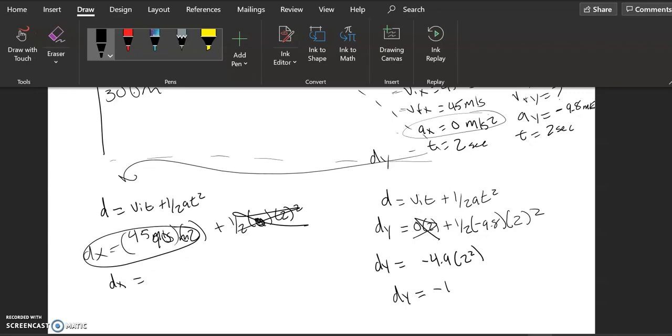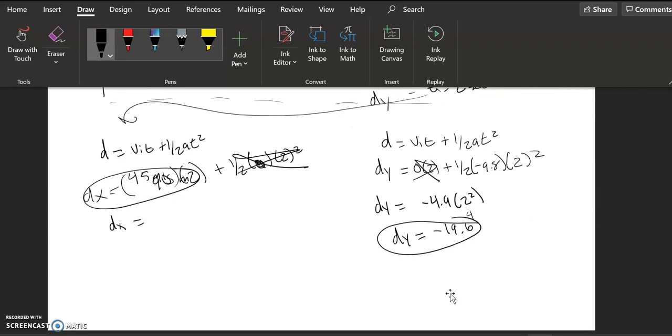All right, so solving this out, you get 0 times 2 is 0, so that entire term cancels. Then 1/2 times negative 9.8 times 2 squared. So negative 9.8 times 1/2 is negative 4.9. That times 2 squared, which is pretty much 4. So 4 times negative 4.9 is going to give you negative 19.6. So dy, it's only fallen 19.6 meters after 2 seconds. So that's pretty much it.